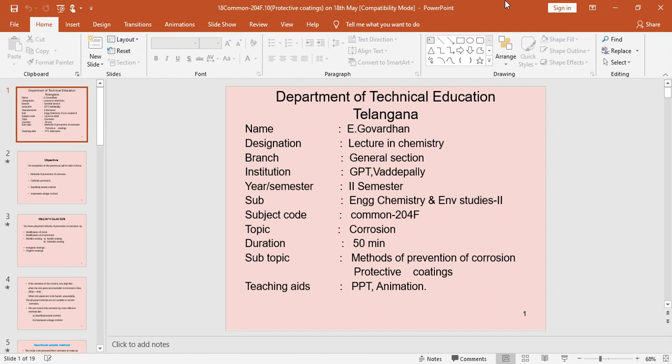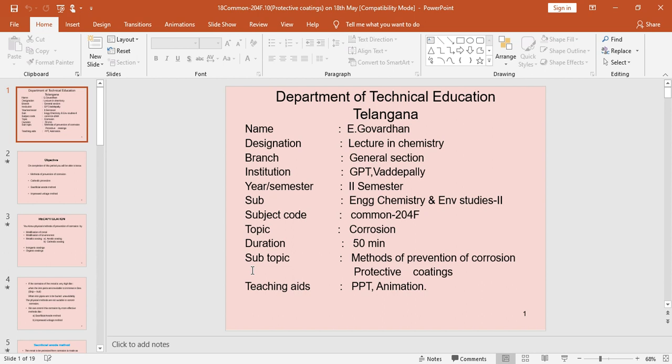Department of Technical Education, Telangana. My name is E. Govardhan, Lecturer in Chemistry, Branch General Section, Government Polytechnic, Vaddepalli. Second semester. Subject: Engineering Chemistry and Environmental Studies 2. Subject code 18 common 204F. Topic: Corrosion. Duration: 50 minutes.